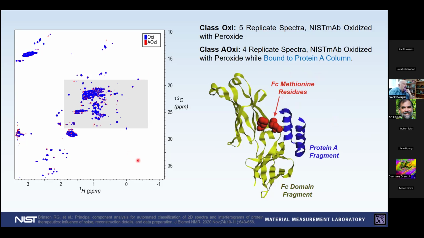So in this example, we have two kinds of mAbs. In one case, we oxidize it with peroxide directly. And in another case, first we bind the antibody to protein A that binds to a specific location on the antibody surface. And it just so happens that underneath that location are some methionine residues. So some of the methionine residues will be protected from oxidation when the antibody is bound to protein A. We have these two kinds of samples now.